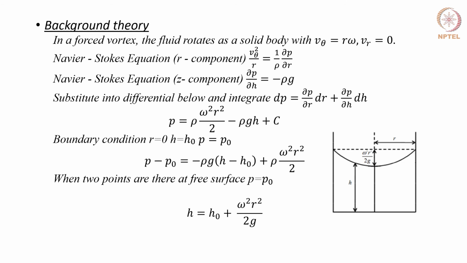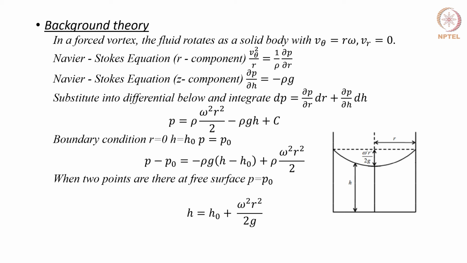So from the theory classes, we know that the forced vortex flow can be considered as a fluid rotating as a solid body. Then the Navier-Stokes equation in the r component and z component can be written as shown in the slides. And when we substitute these equations into the pressure differential, an equation where p is equal to rho omega square r square by 2 minus rho g h plus C can be obtained.